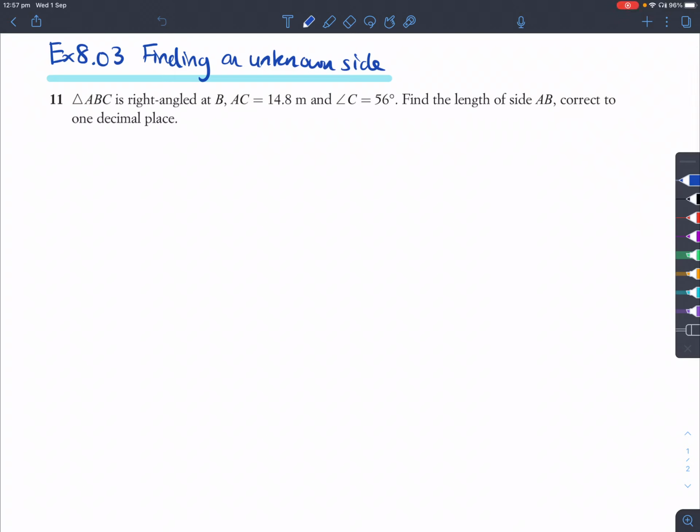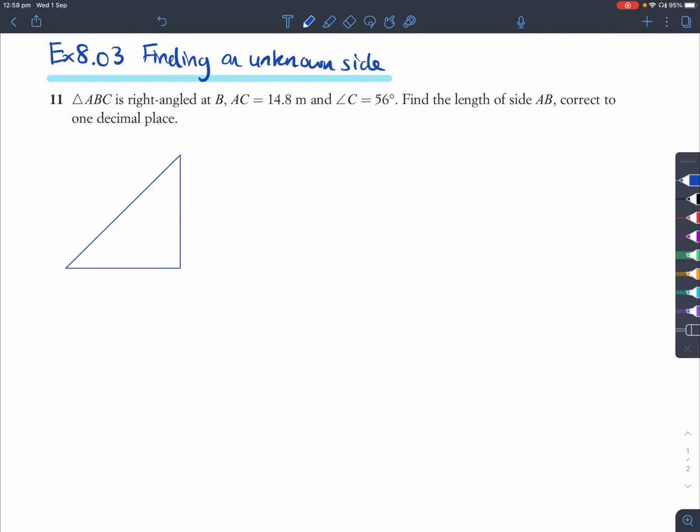In this lesson, we'll be looking at exercise 803, question 11, where we're trying to find an unknown side given some information about a triangle that we have to draw. So in this case, triangle ABC is right angled at B, AC is 14.8 and angle C is 56 degrees. Let's try and draw that.